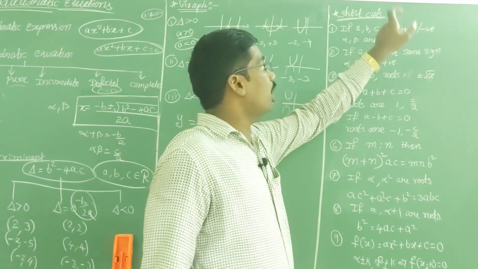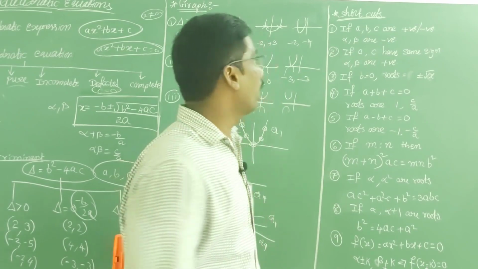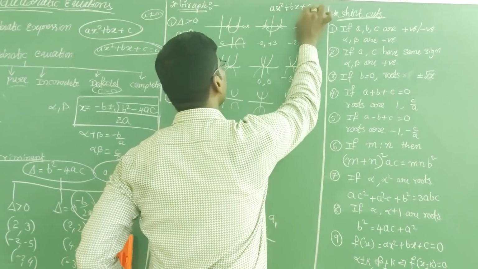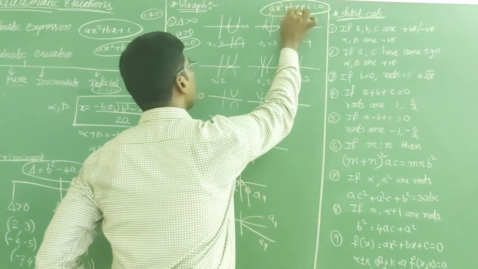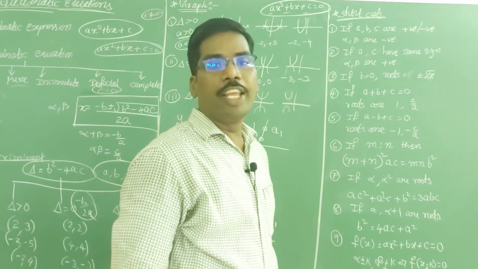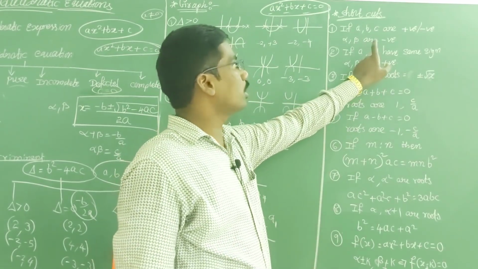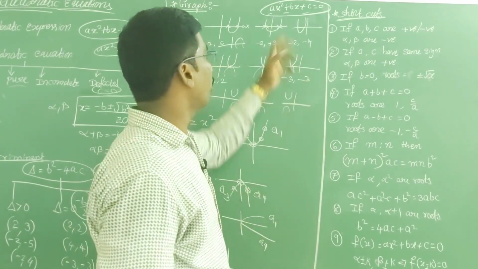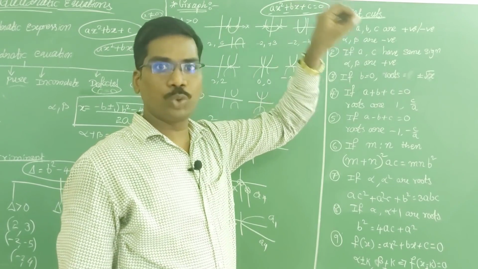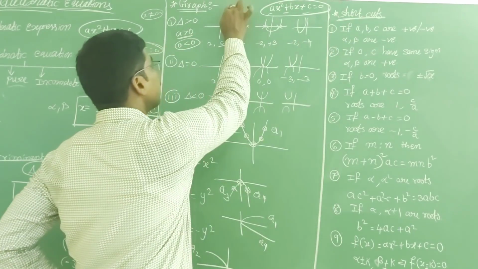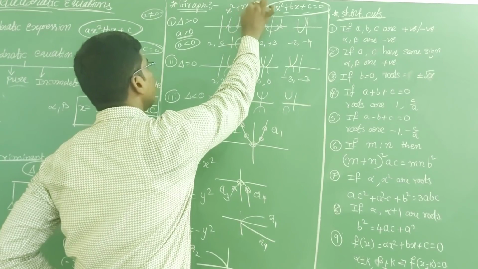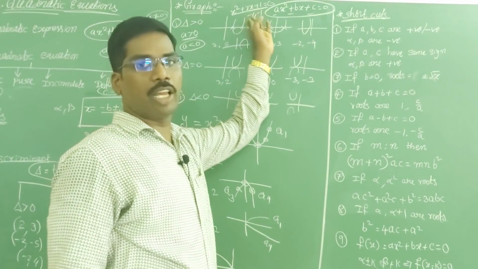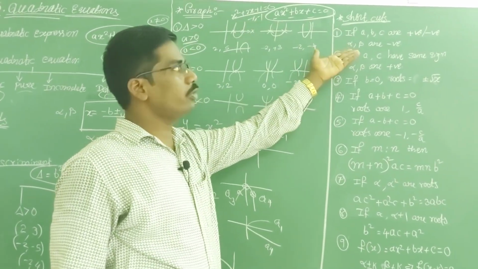Shortcut: if a, b, c are the same sign in ax square plus bx plus c is equal to 0, then the roots are negative. I will give an example. For example, x square plus 2x plus 1 is equal to 0. The roots will be minus 1, minus 1. So both are negative. That is what I am saying.